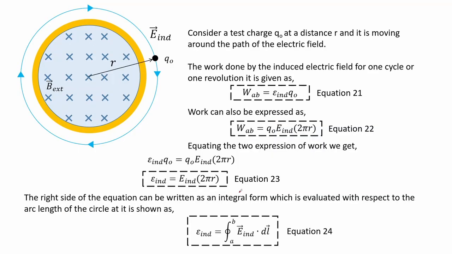Consider a test charge Q0 at a distance r moving around the path of the electric field. The work done by the induced electric field for one cycle or one revolution is given as equation 21. Work can also be expressed as equation 22. Equating the two expressions of work, we get equation 23. The right side of the equation can be written in integral form, which is evaluated with respect to the arc length of the circle, as shown in equation 24.